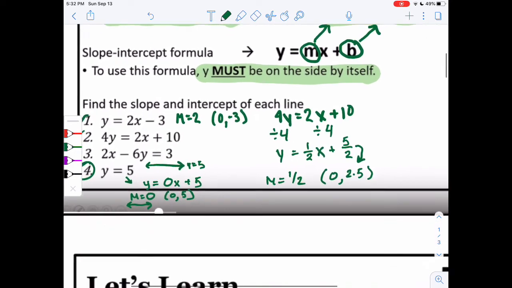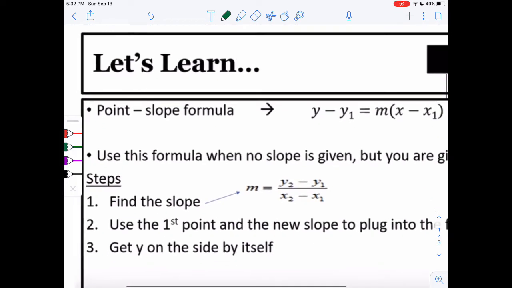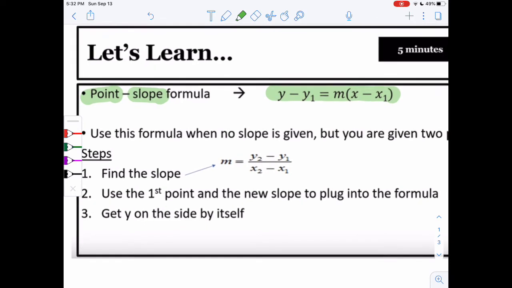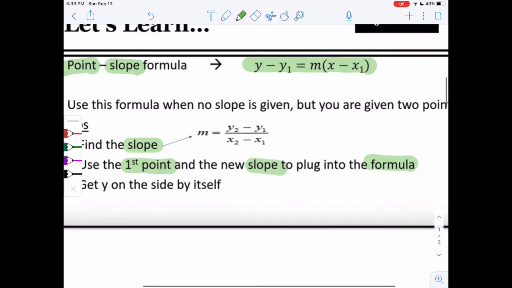Let's take a look at point-slope form. Point-slope form is really useful when you've only been given 2 points, because using those 2 points you can find the slope and then plug them into your equation. So our first step is we're going to need to find the slope and then use the first point and the slope we calculated and plug them into our formula. Let's try an example.